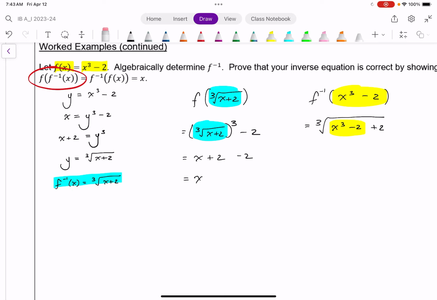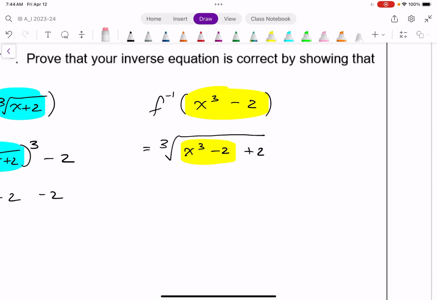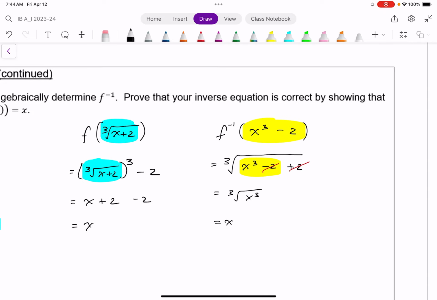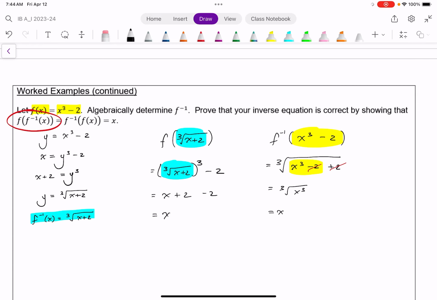That's it. That highlighting is getting a little bit messy, so let me focus back on this. And I can see I got my minus 2 plus 2. Those make 0. And then I have just a cube root of x cubed, which is just x. And lo and behold, I got just x both times. And so I've just confirmed in a different way that my inverse is correct.